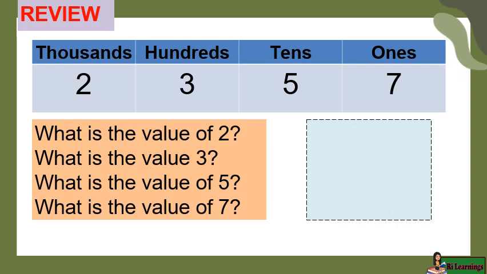What is the value of 2? 2000. What is the value of 3? 300. What is the value of 5? 50. What is the value of 7? 7.